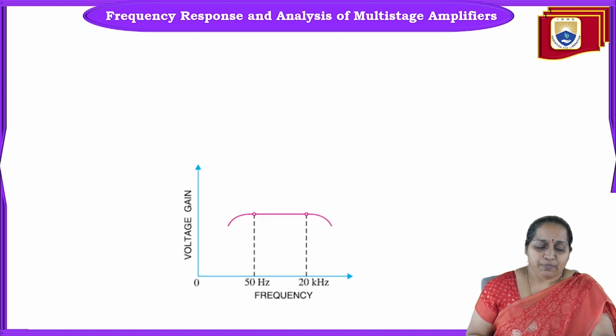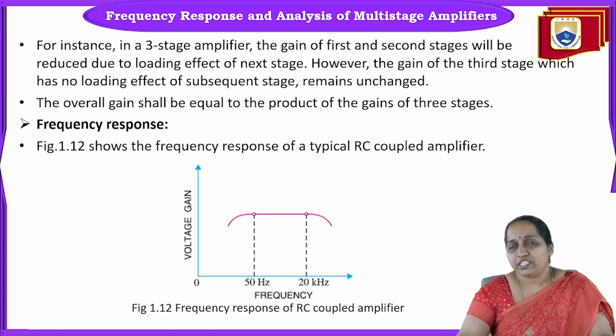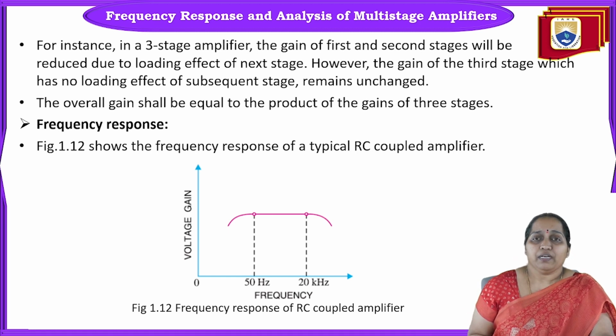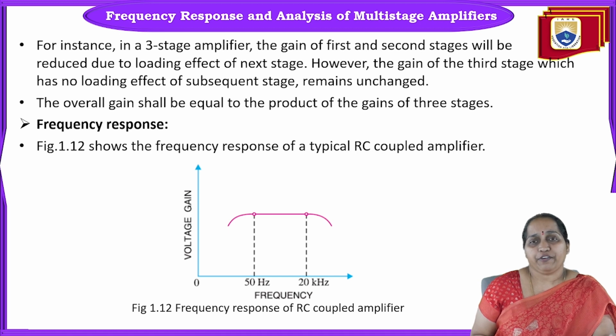For example, if it is a three-stage amplifier, the first stage is followed by the second stage. The input impedance of the second stage shunts the load resistance of the first stage, so the gains of the first and second stages are reduced because of the following stages. The third stage's gain will not change because it has no shunting effect from a following stage. In general, in a multi-stage amplifier the gain of each stage is reduced because of the shunting effect of the input impedance of the following stages, so the overall gain in practice will be less than the product of the individual stage gains.